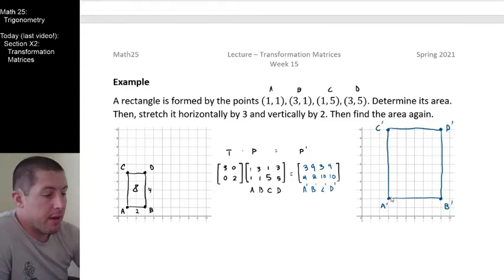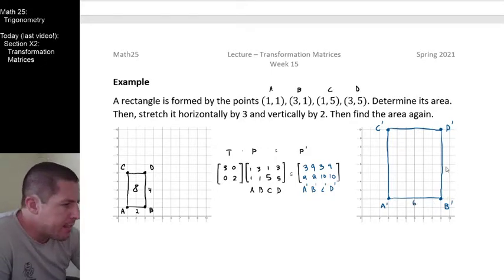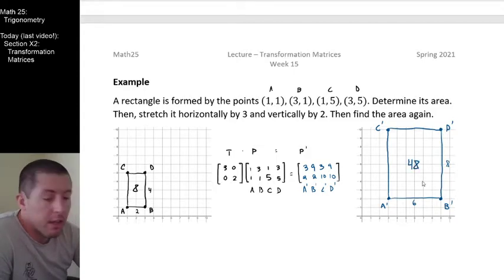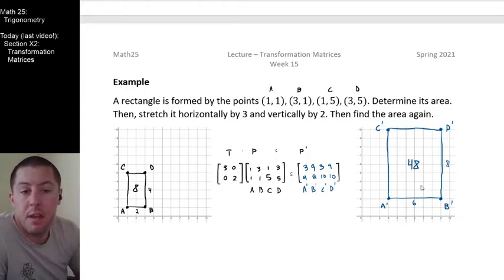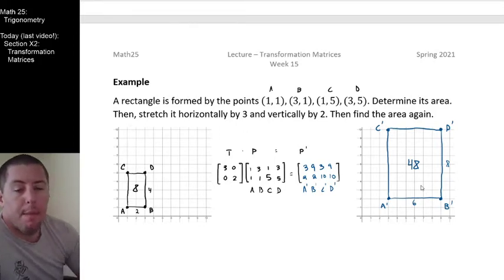So this is our A prime, our B prime, our C prime, and our D prime. And now what's the new area? Well, it looks like this rectangle has a width of 6 and a height of 8. And so the overall area is 48 now. Now, how could I have been able to tell that when I applied this transformation matrix of 3, 0, 0, 2 to an object with area 8, that I was going to get an object of area 48?